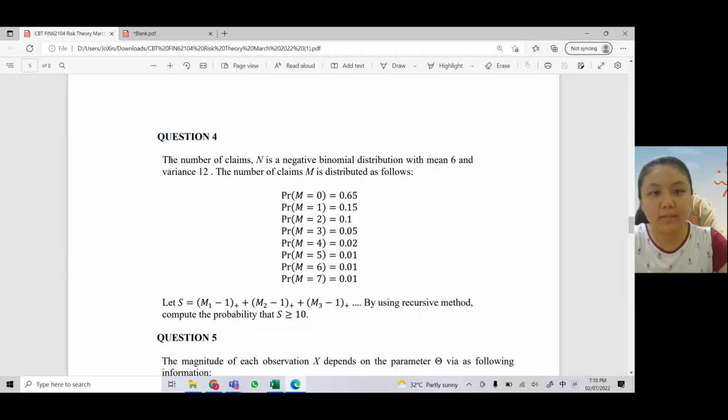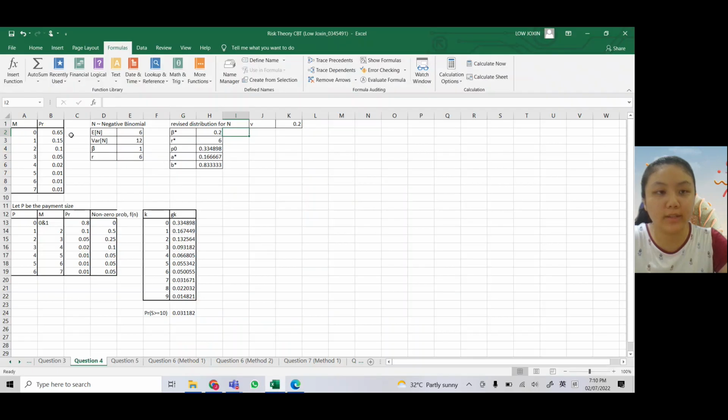Given the number of claims N is a negative binomial distribution with mean 6 and variance 12. The size of the claim M follows this probability, and S is the aggregate of M with a deductible of 1 for each of them. By using the recursive method, we are asked to find the probability that S is larger than or equal to 10. First, we will convert everything into an Excel sheet.